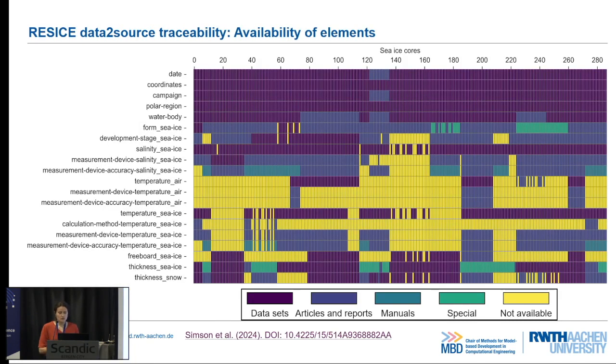And so this is an overview on the availability of the different elements of the database. On the x-axis, you can see all the YAML files or all the ice cores, and on the y-axis, you can see all the elements or properties. If it's dark blue, then it is available from a data set. If it is this lighter blue, it's from an article or a report. If it's this color, it's from a manual, and if it's yellow, it's not available.